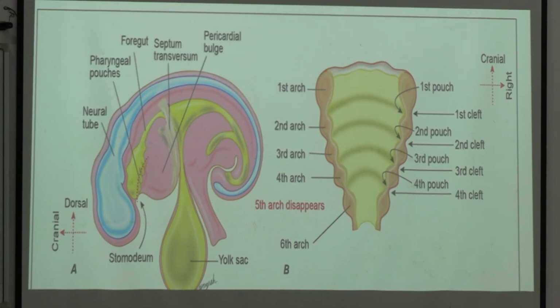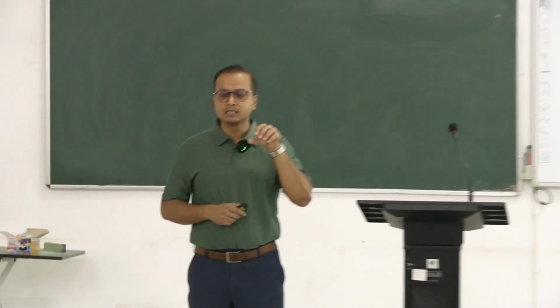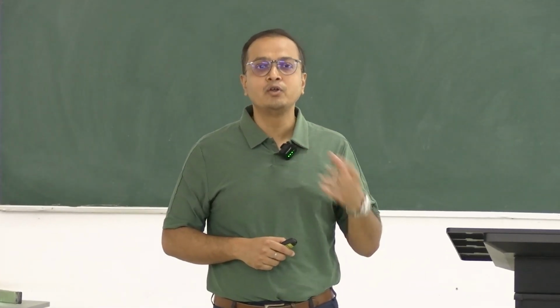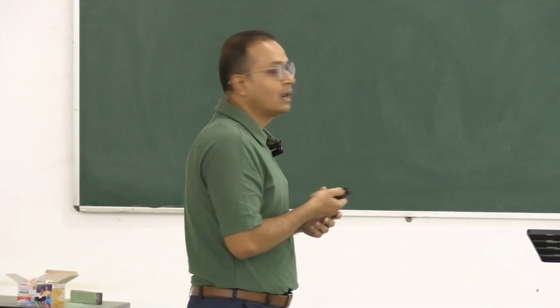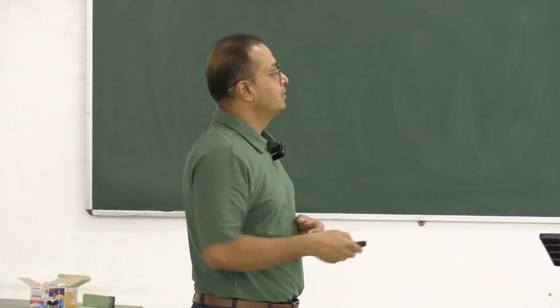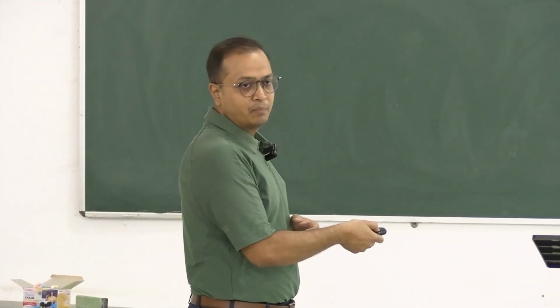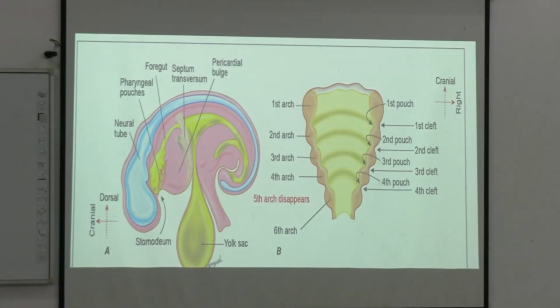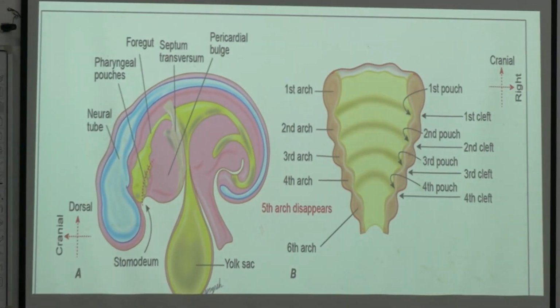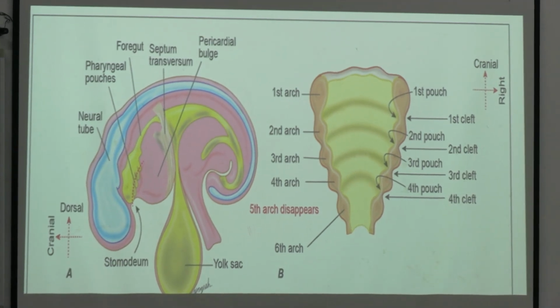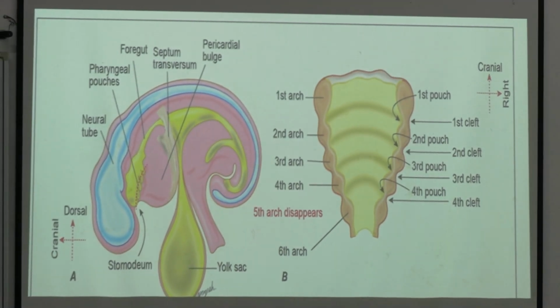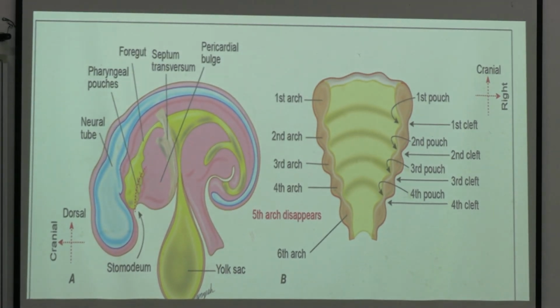So we have to understand what we mean by these arches, these pouches, and these clefts. Once again, we didn't have anything before, then some elevations appear. Those elevations we call arches. Now these arches appear one at a time, craniocaudally, as time progresses with this embryo.